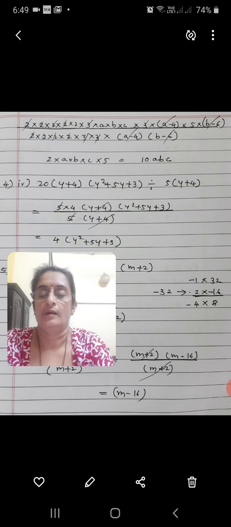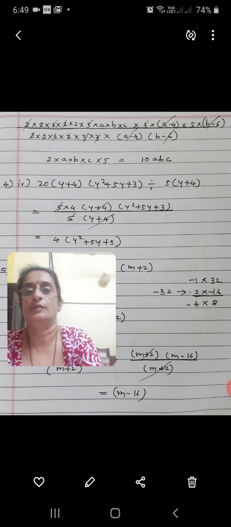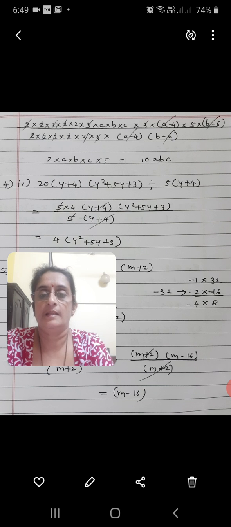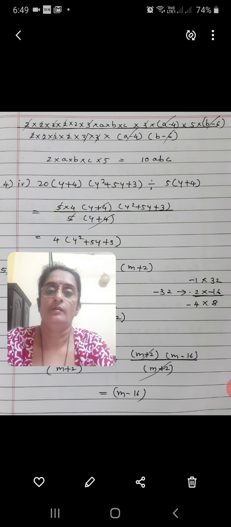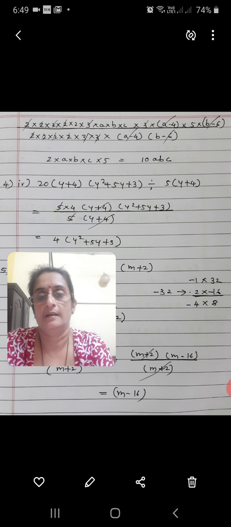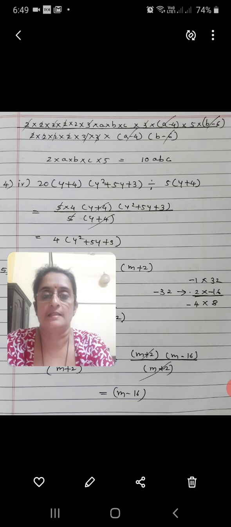Now let us go to the next question, that is the fourth one. The fourth question is 20(y minus 4)(y), the second bracket is y squared plus 5y plus 3, divided by 5y plus 4. Now whatever common thing you can take out, you can take, but y squared plus 5y plus 3 you can't split, so we'll keep it as it is.